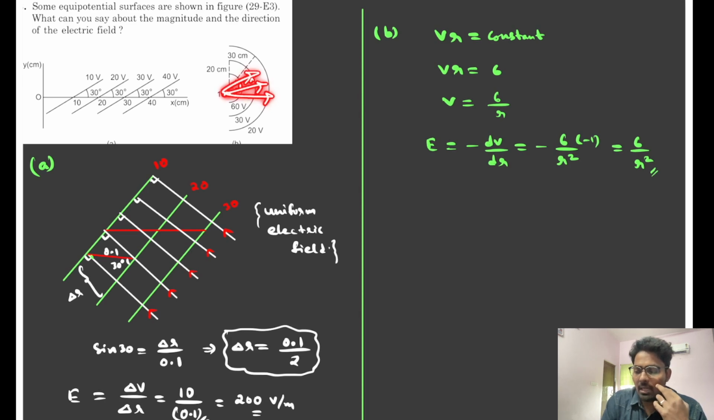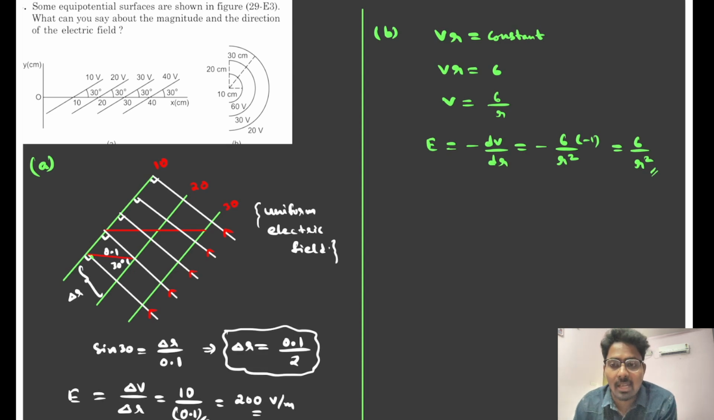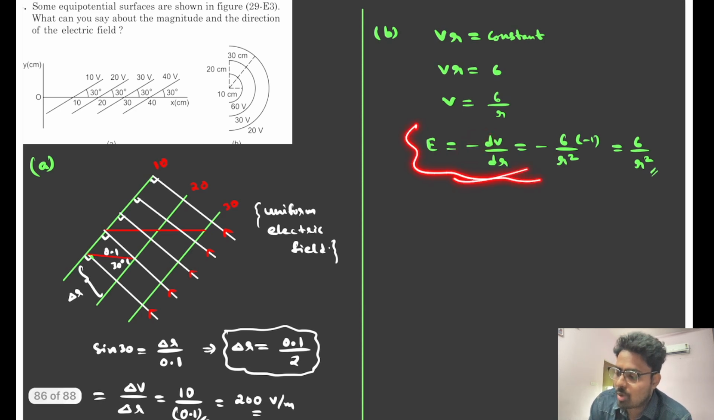Why are we getting a negative value here? The dV is negative because as I increase the distance in the r bar direction, the potential is decreasing. When it is decreasing, if I do final minus initial, obviously I'll get negative. Whenever something is decreasing, the rate will be negative. So that's why we have a negative sign here, indicating the direction. I hope it's clear. So the magnitude is 6 by r square, and the direction is radial.